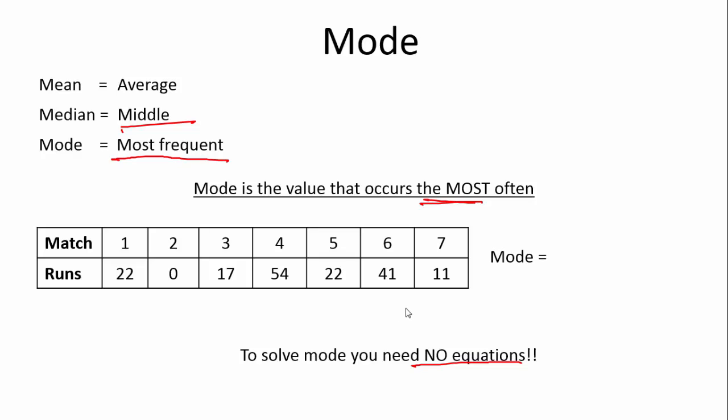So what we're going to do is figure out which term appears the most. So let's start: 22, 22, 22, 20. There's another 22. So 22 appears twice. Is there another 20? No. Is there another 17? No. Is there 54? No. Is there 40? No. 11? So our mode in this example is 22.